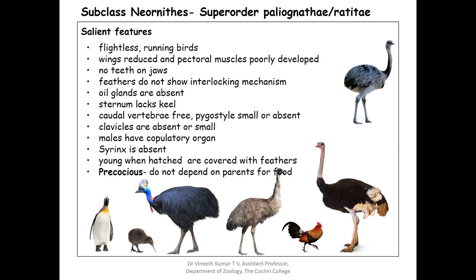The sternum lacks a keel because they do not fly. The caudal vertebrae are free. The pygostyle is small or absent. That is, the fusion which is seen in normal flying birds is absent in this case. The clavicles are absent or small. That means a V-shaped furcula is absent in them. The males have a copulatory organ in flightless birds. The syrinx is absent. The young ones, when hatched, are covered with feathers.